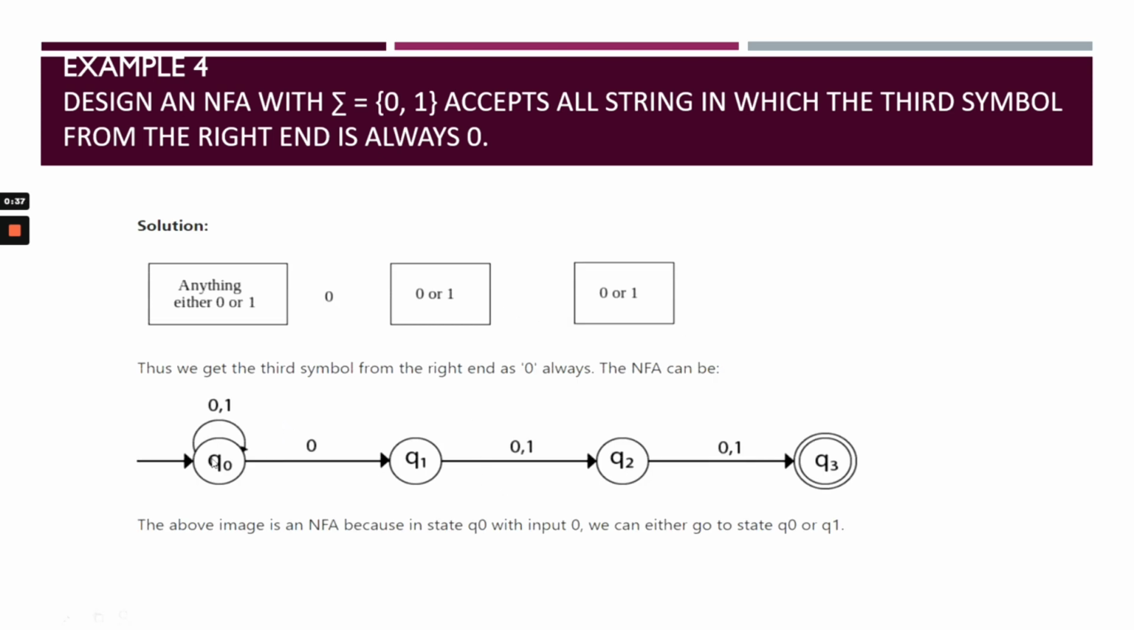So at the first state, we can give any input. If it is 0, then the next input can be anything and the next input can be anything. Then it should reach the final state. This is the final NFA of the given condition. So at the initial state, it can be 0 or 1. If it is 0, then the next two symbols can be anything, but the third digit from the end should be 0. So this is the NFA.